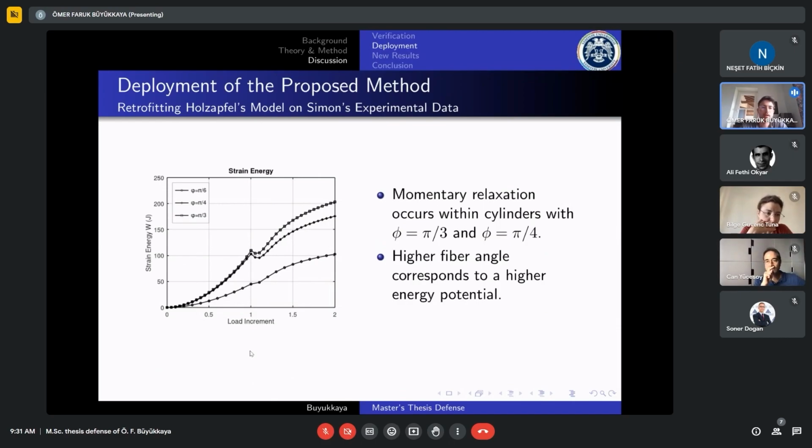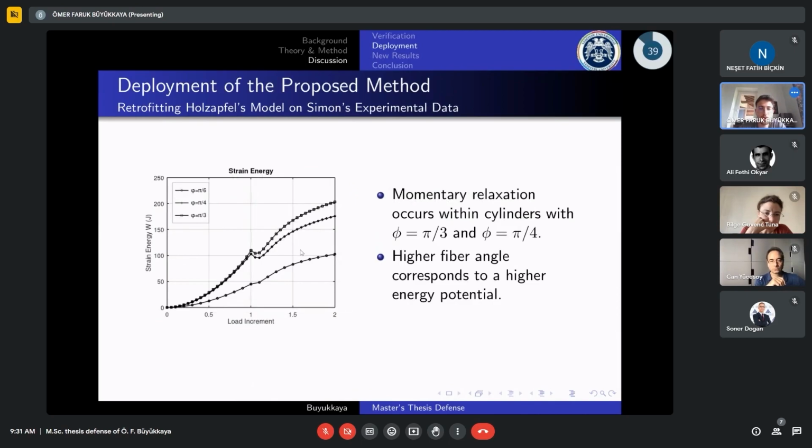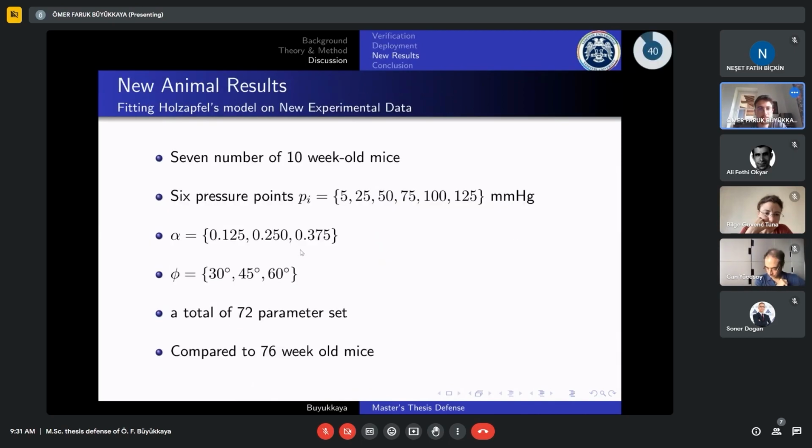And finally, the strain energy stored within the material is given. A momentary relaxation can be seen just after the tethering state for the cylinders with phi equals pi over 3 and pi over 4. And it is seen that higher fiber angles correspond to a higher energy potential. And finally, I want to present results that are newly obtained.